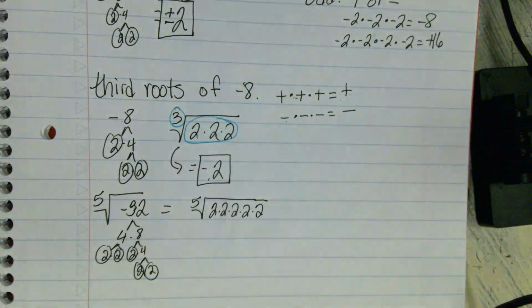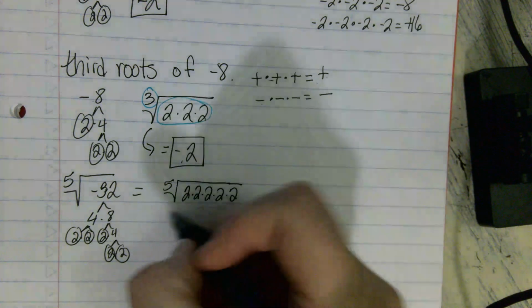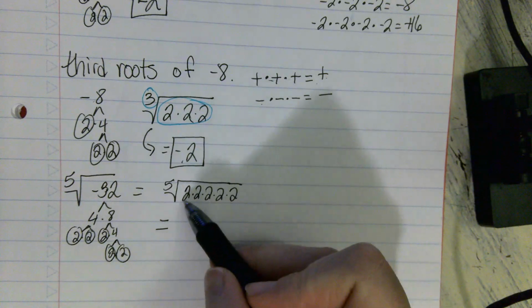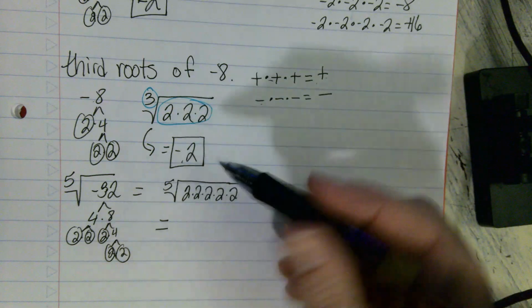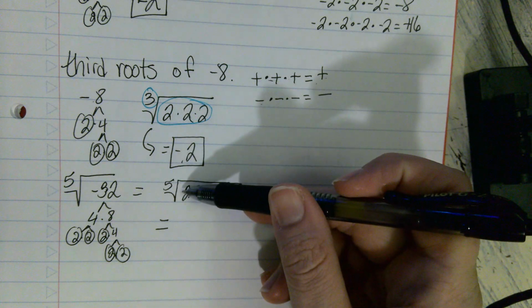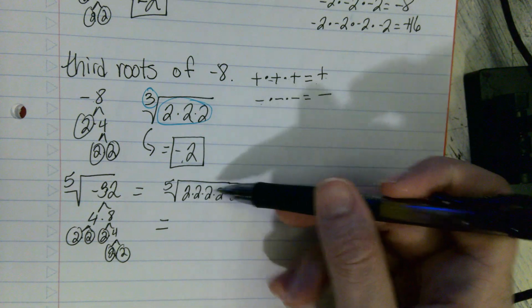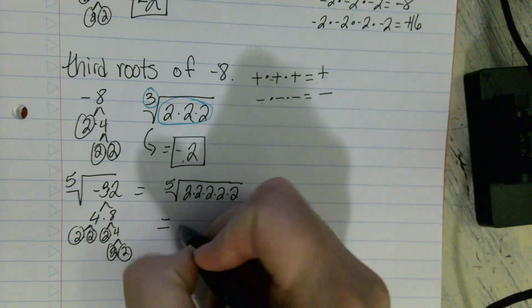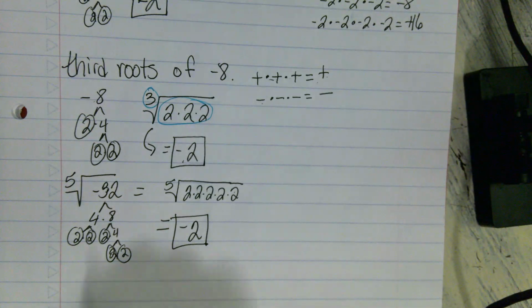5th root, and I want to ask myself, okay, could it be, should they all be positives? Well, if they're positives, they're not going to give me a negative 32. So if they're negative, it'd be a negative times a negative is a positive, negative, positive, negative. So that tells me it should be a negative 2 to give me a negative 32.